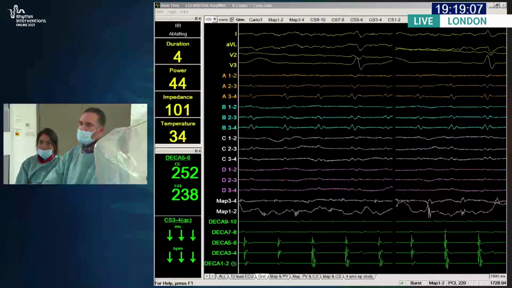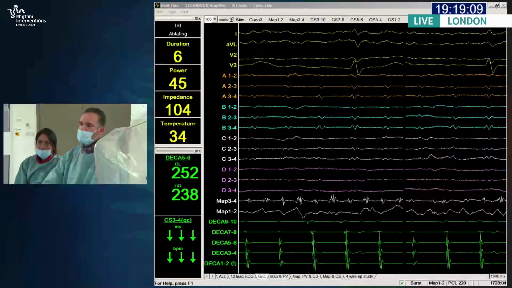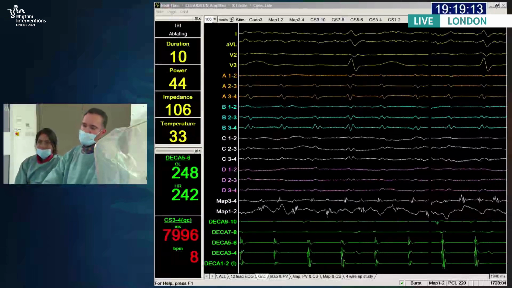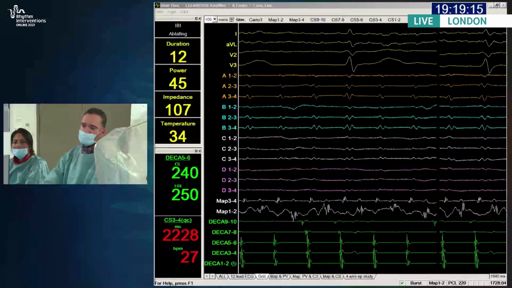Could we ask the other panel, Ross? We were asked, why didn't you map the right atrium with the grid? I suppose I could have done. I've got my nice left atrial access for the moment. I'm fairly confident this is going to be CTI dependent.